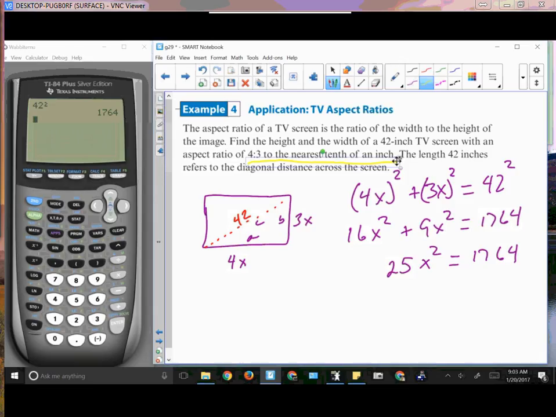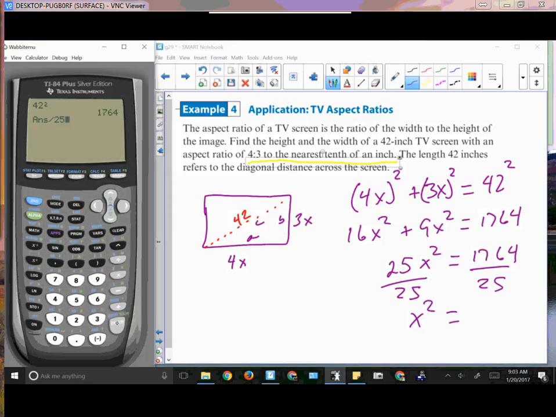For those of you that are still awake. So, divide both sides by 25, divide by 25. So I got x squared is equal to 70.56, so we take that divided by 25. And now I can just take the square root of that, correct? So, square root of 70.56, and I end up with 8.4. Oh, gee, that was nice. Came out to be some nice, easy numbers. So, x is equal to 8.4.